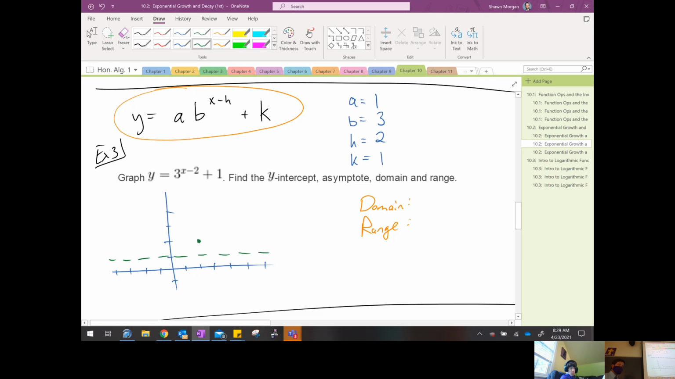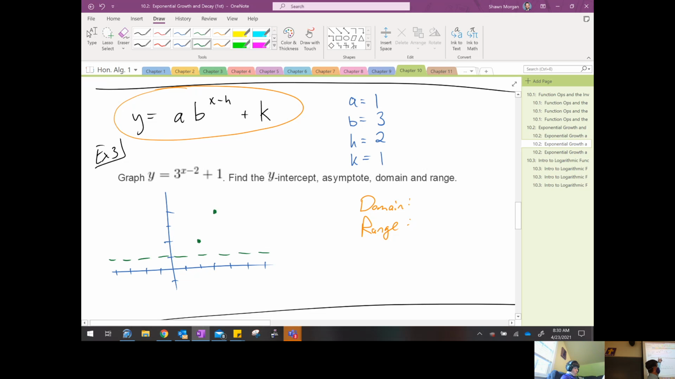Think. 3 minus 2 is 1. 1 being the exponent. 3 to the first power is 3. 3 plus 1 is 4. So 1, 2, 3, 4. Very good. Okay, maybe what happens if I plug in 0?